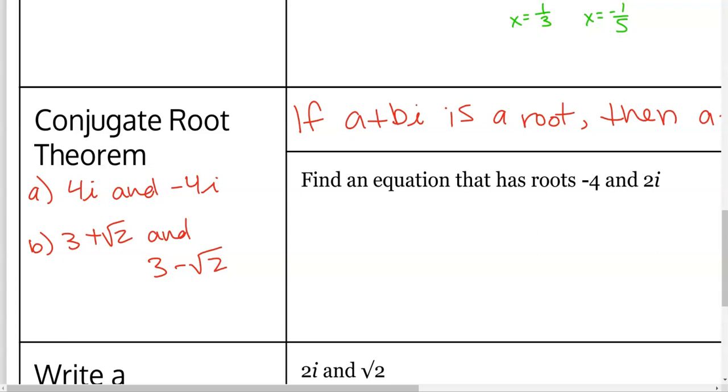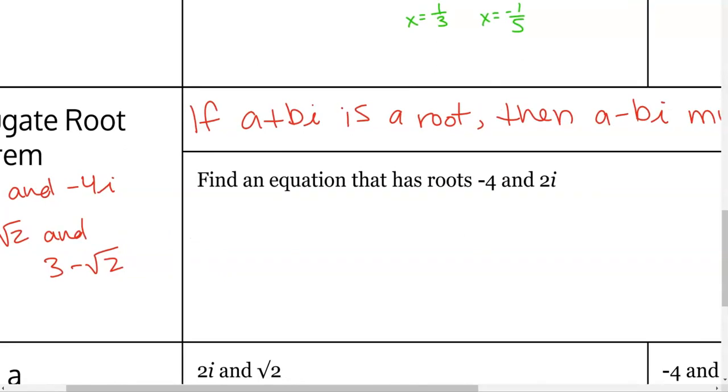Because what we're about to do here is we're going to work backwards. I'm going to tell you where the graph is crossing our x-axis, or I'm going to tell you the solutions of the polynomial. You're going to tell me what the polynomial was to give that to me. Okay. So if I have an equation that when I solved for x, I got x equals negative 4 and x equals 2i, what also had to be an answer? Negative 2i.